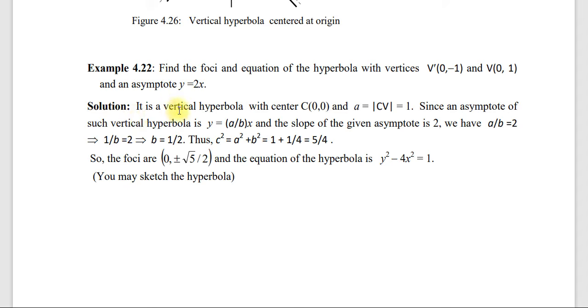ወደ ሶሉሽናችን ስንገባ is a vertical hyperbola with a center 0, 0 and a which is equal to the magnitude of cv which is equal to 1። አሁን ኤን የምናገኘው ይሄንን በመጠቀም ነው። በv ፕራይም እና v መካከል ያለውን ዲስታንስ እንጠቀምና ለሁለት እናካፍለዋለን፤ ስናካፍለው cv እናገኛለን፣ cv ማለት ደግሞ a ማለት ነው። Since an asymptote of such a vertical hyperbola is y which is equal to a over bx and the slope of the given asymptote is 2, እንደምታውቁት 2 ነው ስሎፑ፣ we have a over b which is equal to 2። ስለዚህ a ስንት ነው ብለናል?